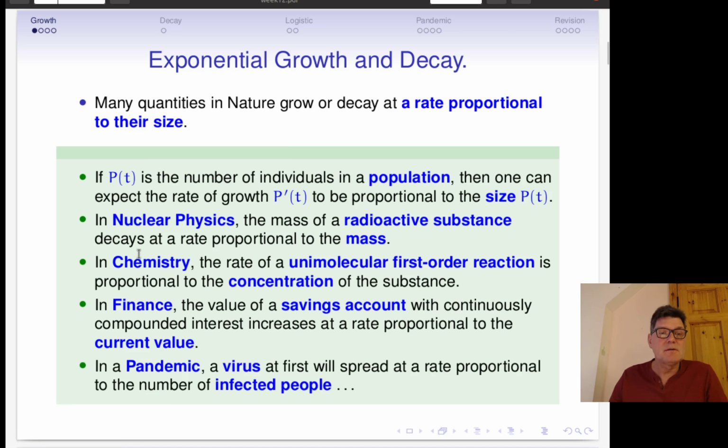And finally, in a pandemic, a virus at first spreads at a rate that is proportional to the number of infected people.